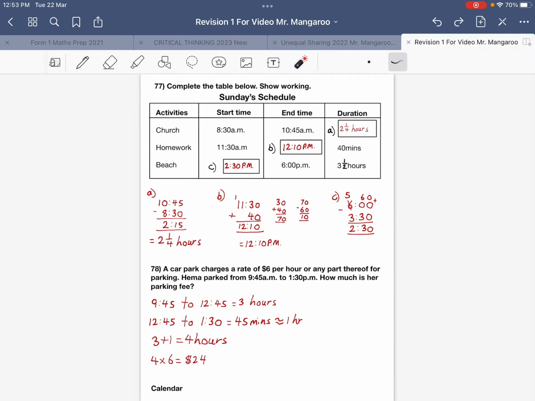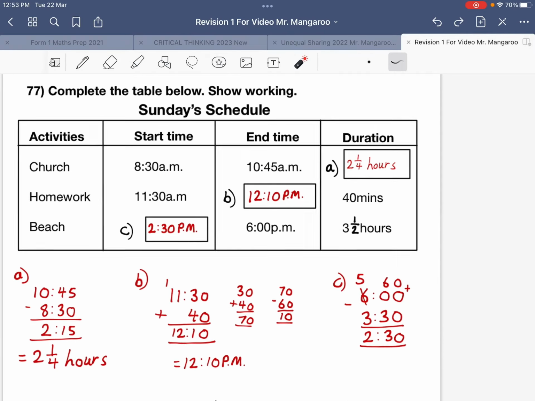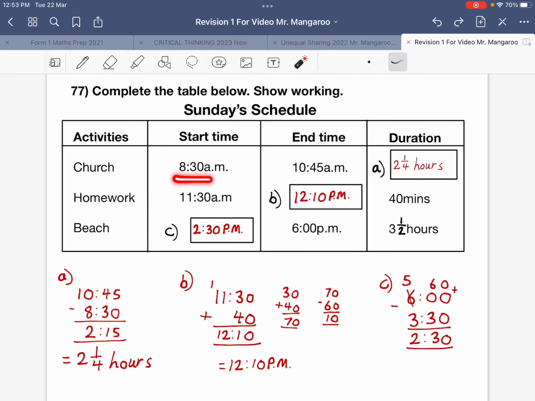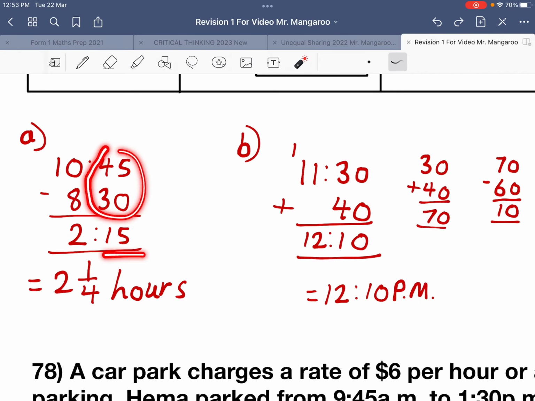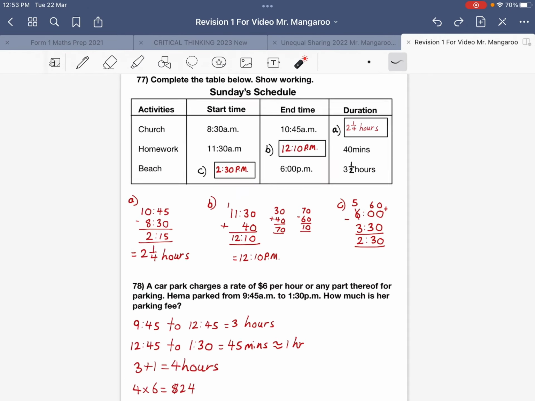Number 77. So we have the start time and the end time, so we can figure out the duration by subtracting. 10:45 take away 8:30. 45 take away 30 is 15. 8 take away 2. 10 take away 8 is 2. 2.25 hours. B.